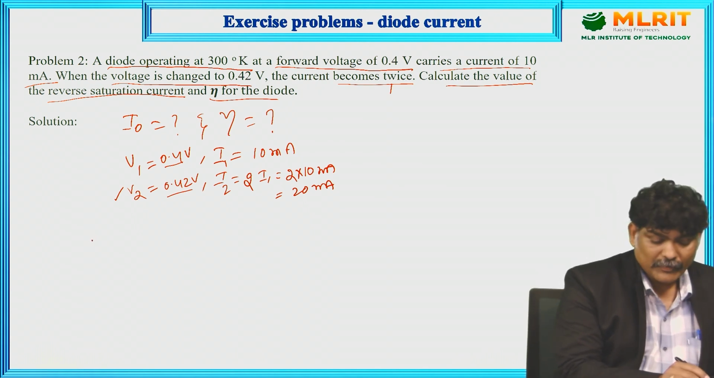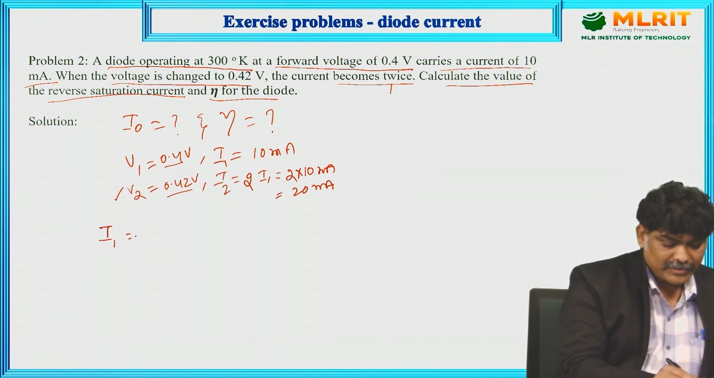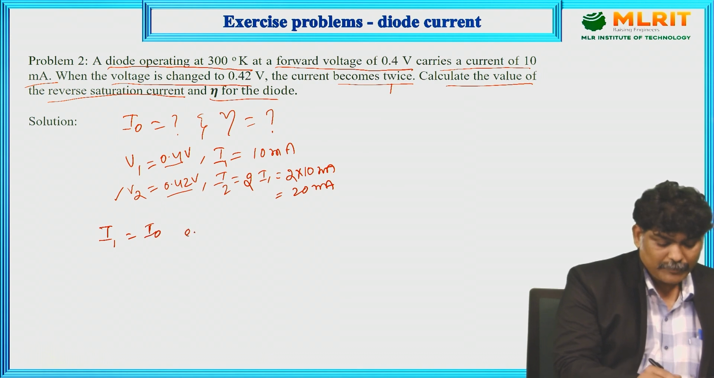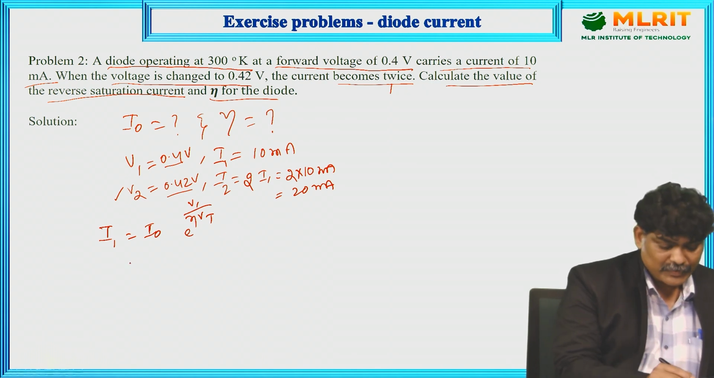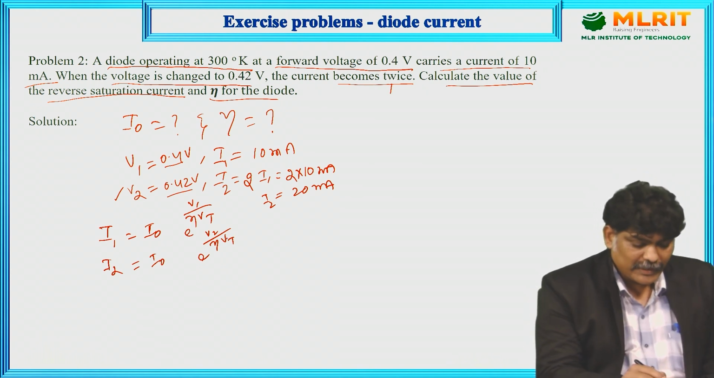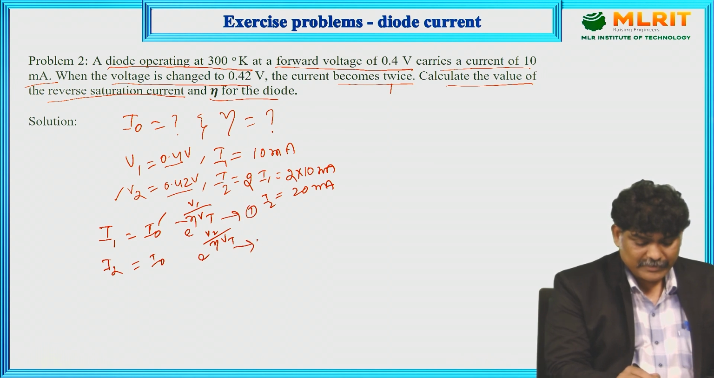So directly we can do this. Let us write with these two voltages and currents. Let us say I1 is equal to I0 into e power V1 by eta Vt. I am not considering minus 1 because it is forward bias. Similarly, I2 is equal to I0 into e power V2 by eta Vt. Here we have to calculate the eta value and I0 value. So let us say this is the first equation and this is the second equation.